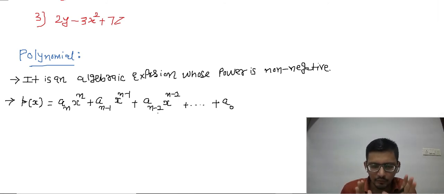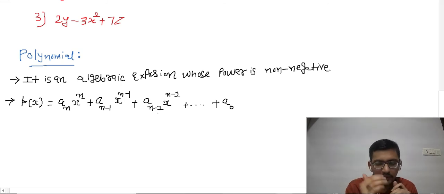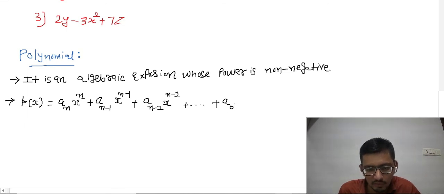Okay, and what is the standard form? Powers should always be written in decreasing order: x to the power n, then x to the power n minus 1, n minus 2 and so on, and the last term will be the constant term. So this is just the standard form of an n degree polynomial. What is the meaning of degree? Degree means the highest power. You can see here x power n, here n minus 1, here n minus 2. Among those, the highest is n. So this polynomial is called an n degree polynomial.